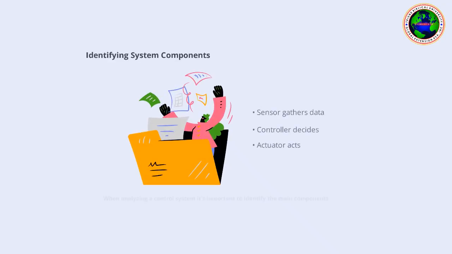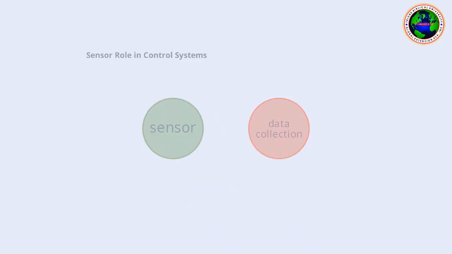When analyzing a control system, it's important to identify the main components: the sensor, controller, and actuator. The sensor gathers data, the controller makes decisions, and the actuator carries out actions. Recognizing these roles helps you understand how the system works and how to troubleshoot issues. Sensors are the eyes and ears of a control system. They collect information about the environment or system state, such as position, speed, or temperature.